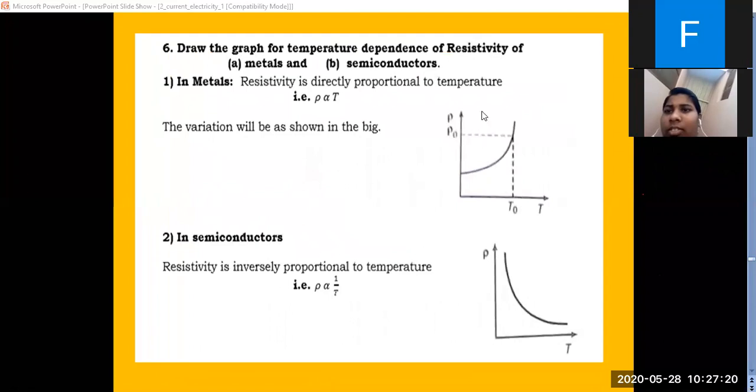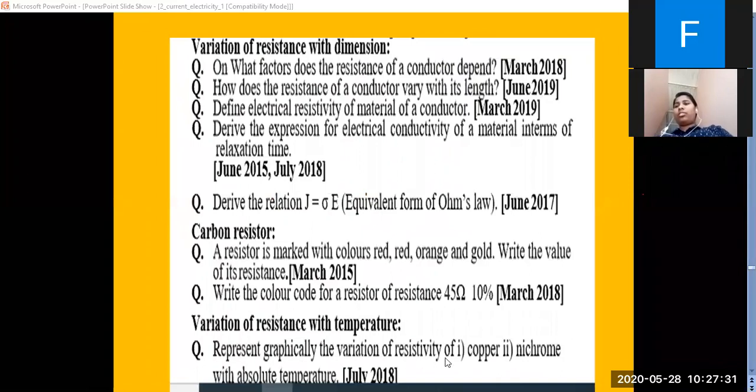Nichrome and copper are metals. So which is a semiconductor? You will draw a graph like this. If it is a conductor, you will draw a graph that has to move on the upper side. So here, for copper, it is a metal. That will be the first thing. And nichrome is a semiconductor, so you can draw the second diagram for a semiconductor.